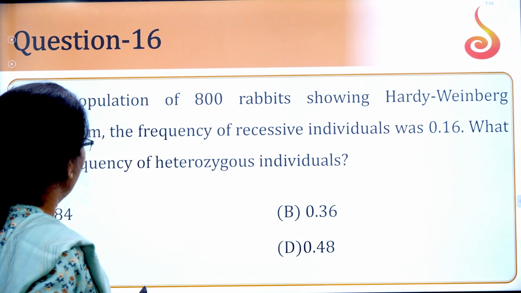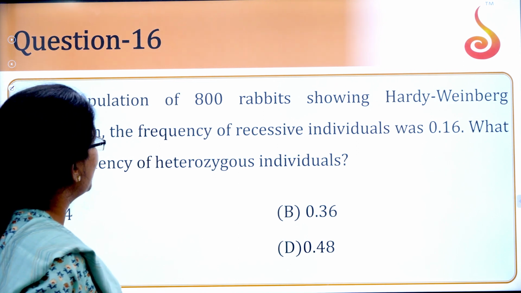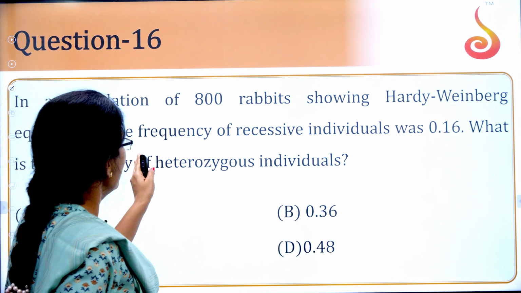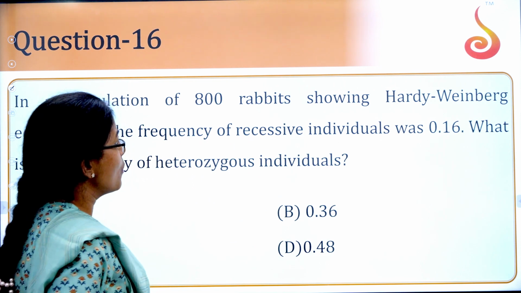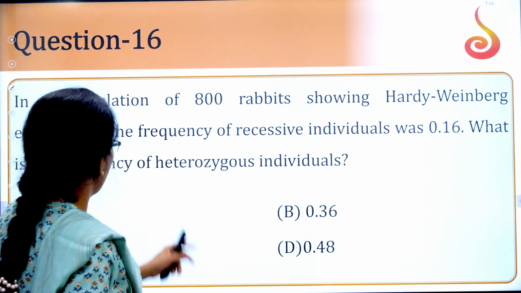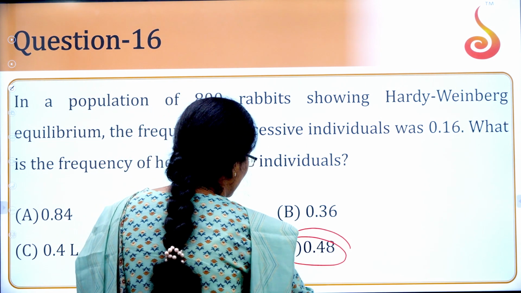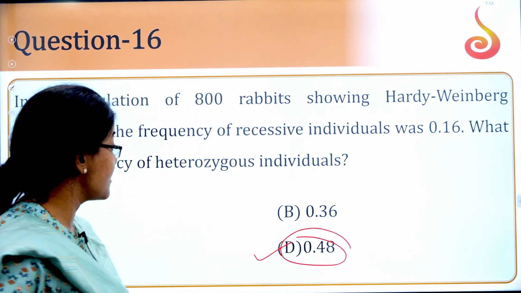Okay. In a population of 800 rabbits showing Hardy-Weinberg equilibrium, the frequency of recessive individuals was 0.16. What is the frequency of heterozygous? If you calculate, the answer is going to be 0.48.